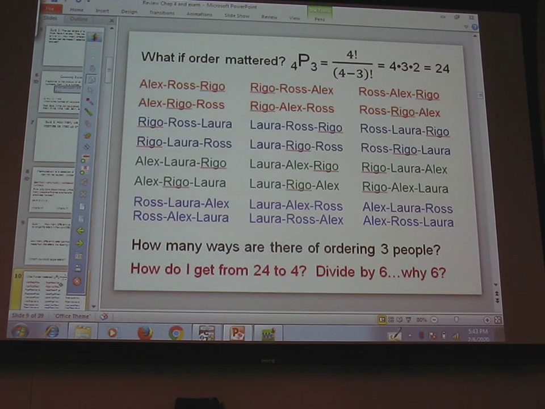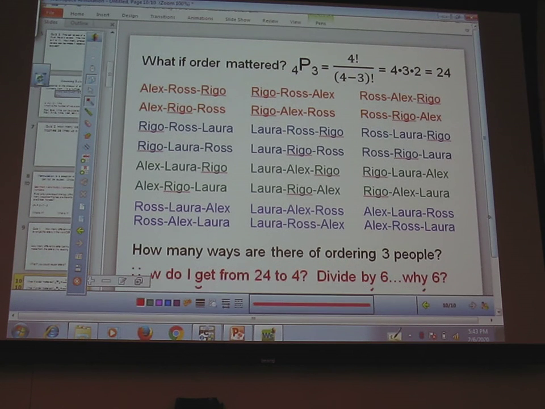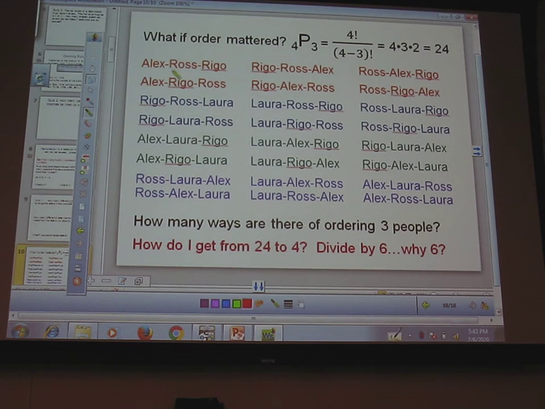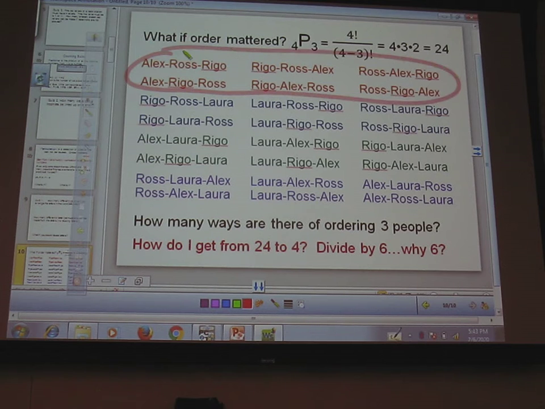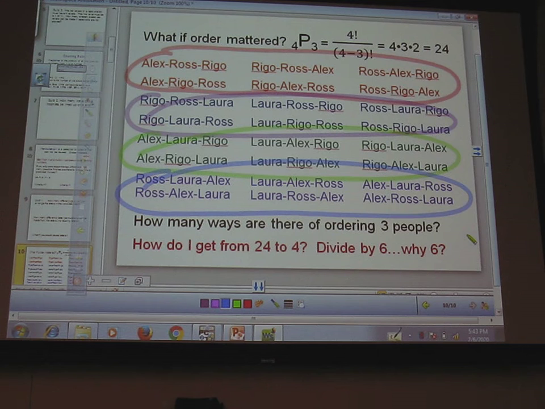Now we're going to talk a little bit about if order doesn't matter. So remember, that's when you look at these things here, and Alex Ross Rigo is the same as Alex Rigo Ross. It's the same as Rigo Ross Alex. So all 6 of those really only count as 1. And these guys really only count as 1. These guys really only count as 1. And these guys only count as 1. In other words, order doesn't matter. So here, we have to divide out the duplicates. We have to divide out the number of ways of arranging 3 items.